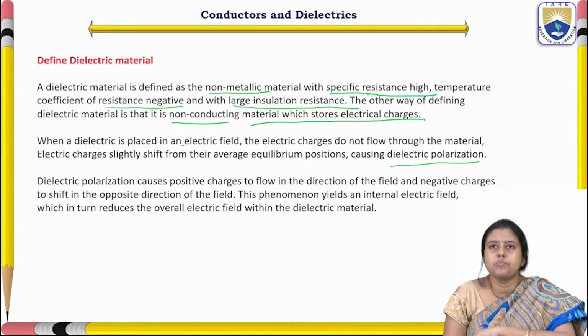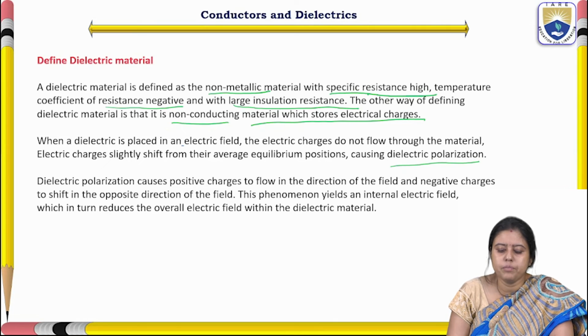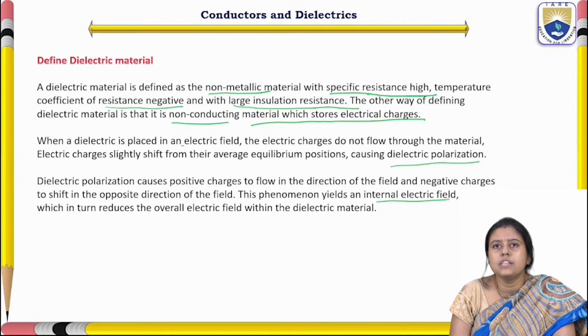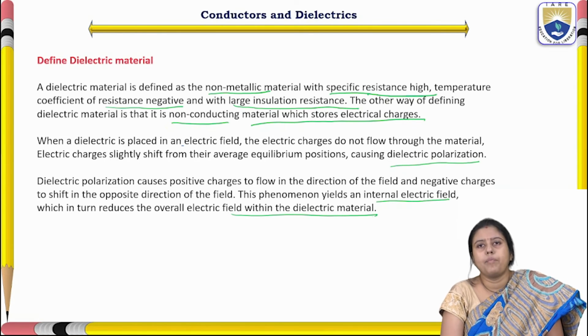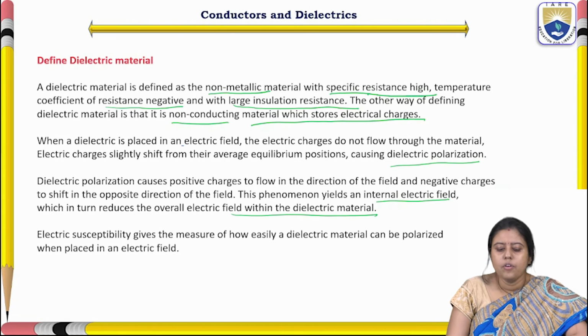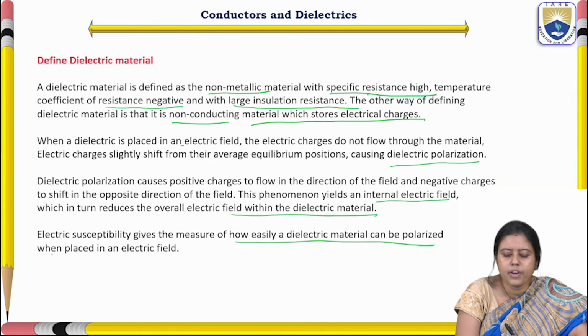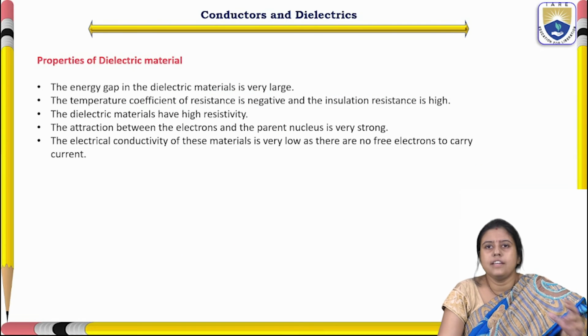Dielectric polarization causes positive charges to shift in the direction of the field and negative charges to shift in the opposite direction of the field. The phenomenon yields an internal electric field which reduces the overall electric field within the dielectric material. So this is the general property of dielectric polarization. Electric susceptibility gives the measure of how easily a dielectric material can be polarized when placed in an electric field. So susceptibility means how easily a dielectric material can be polarized, how it can change its shape.